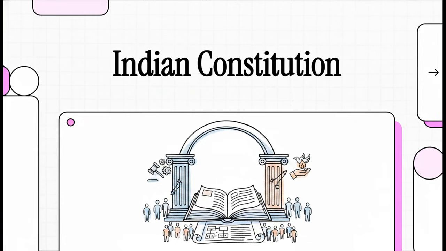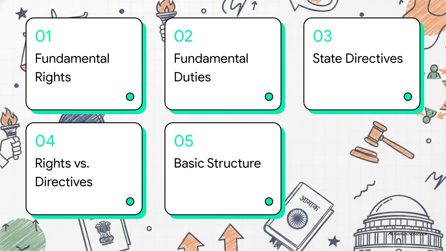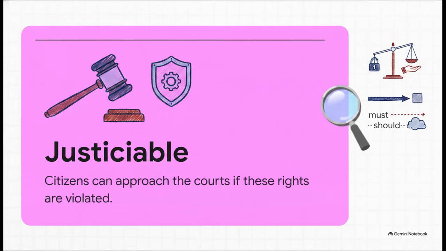And we aren't just going to look at it as some dry, dusty historical rulebook. Instead, we're exploring the dynamic, living pillars that balance the massive power of the state right alongside your personal freedom. To help us navigate, we're going to cover the blueprint of democracy itself, the citizen's shield of rights, our compass of duties, the state's map of directives, how those rights and directives clash, and finally, the unshakable basic structure holding the whole shebang together.